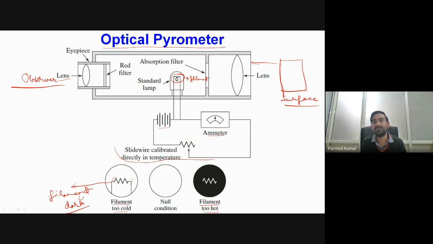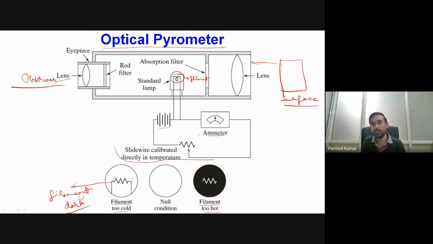So when we vary the resistance of the circuit, we are subjecting this circuit to a constant voltage supply and varying the resistance. Obviously, depending upon the resistance of the circuit, there will be a change in the amount of current flowing in the circuit. So we are actually controlling the power we supply to this filament. Now, depending upon the power, we will have different temperatures of this filament.